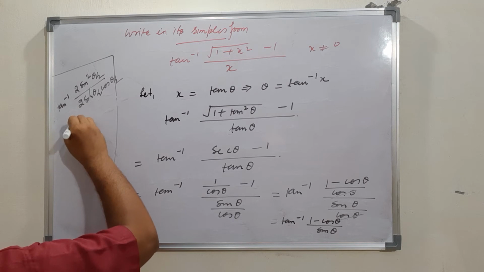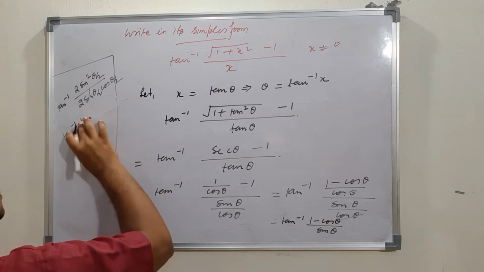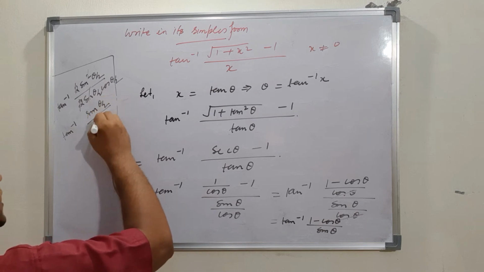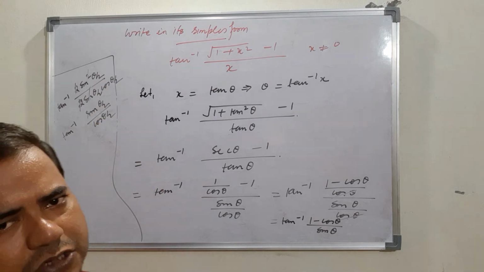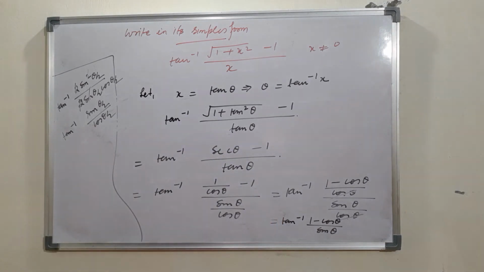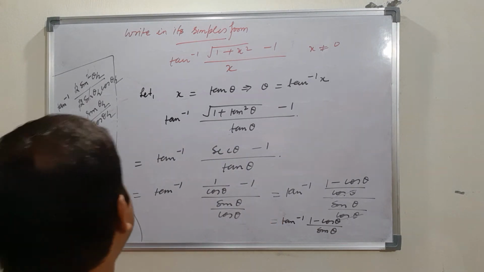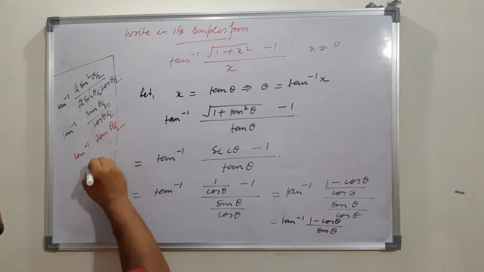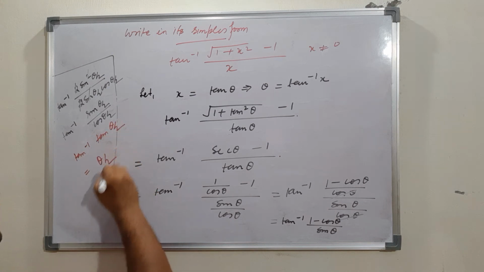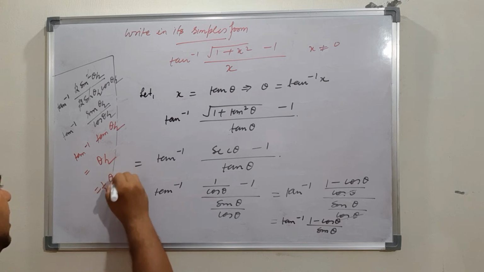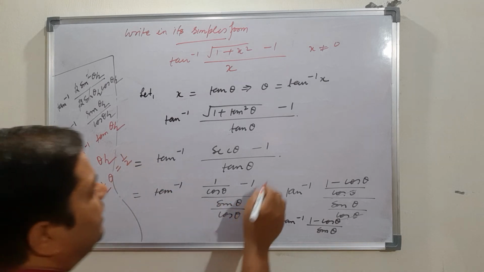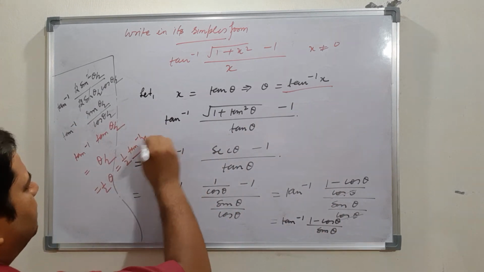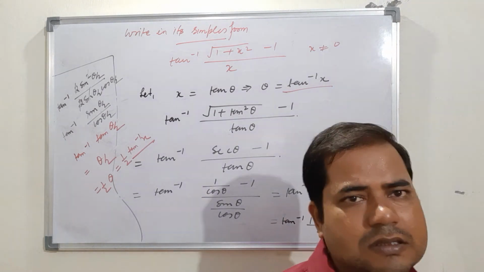So this is tan inverse, 2 cancelled out, sin theta by 2 divided by cos theta by 2. So this is tan inverse tan theta by 2. This is tan inverse of tan theta by 2. So this becomes only theta by 2, or 1 by 2 theta. And what is theta? Theta is tan inverse x. So this is 1 by 2 tan inverse x.